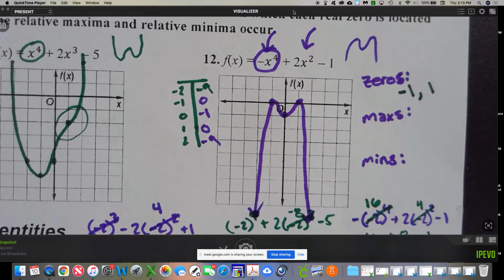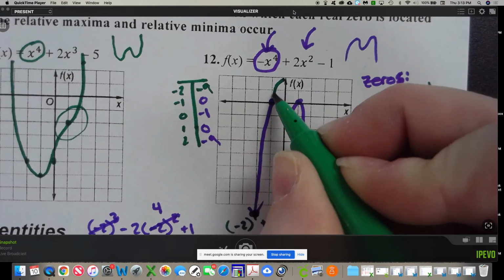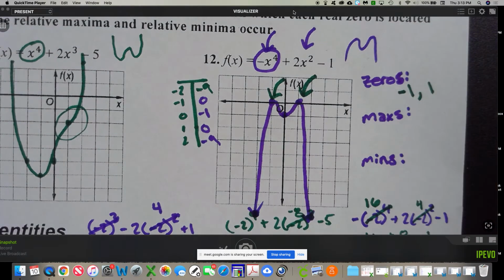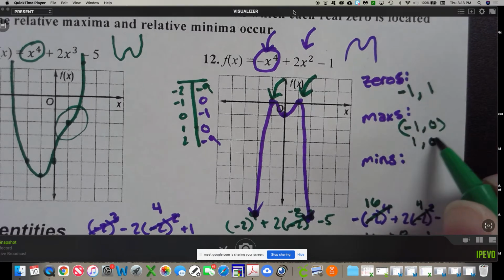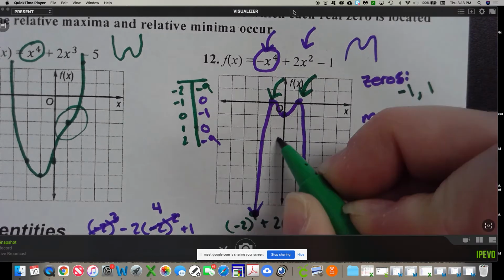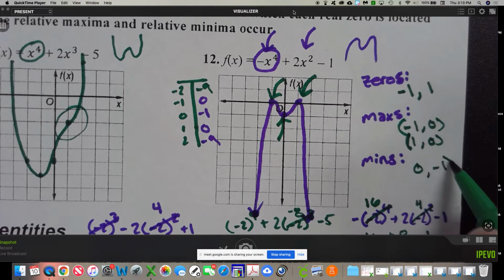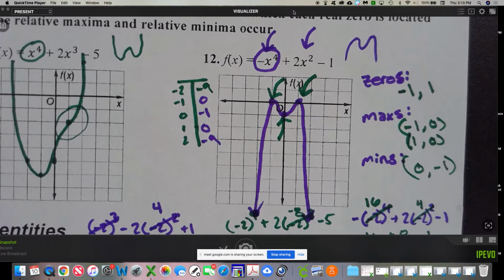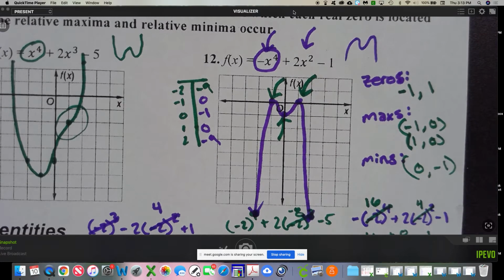Okay, coordinates of maxes. My maximums are these guys, approximately. Negative 1, 0, and positive 1, 0. And the minimum points? That guy right there? 0 and negative 1. There he is. Okay? Good? Those were all the graphing ones. You do have one like that on your test. It's not too bad to plug stuff into.